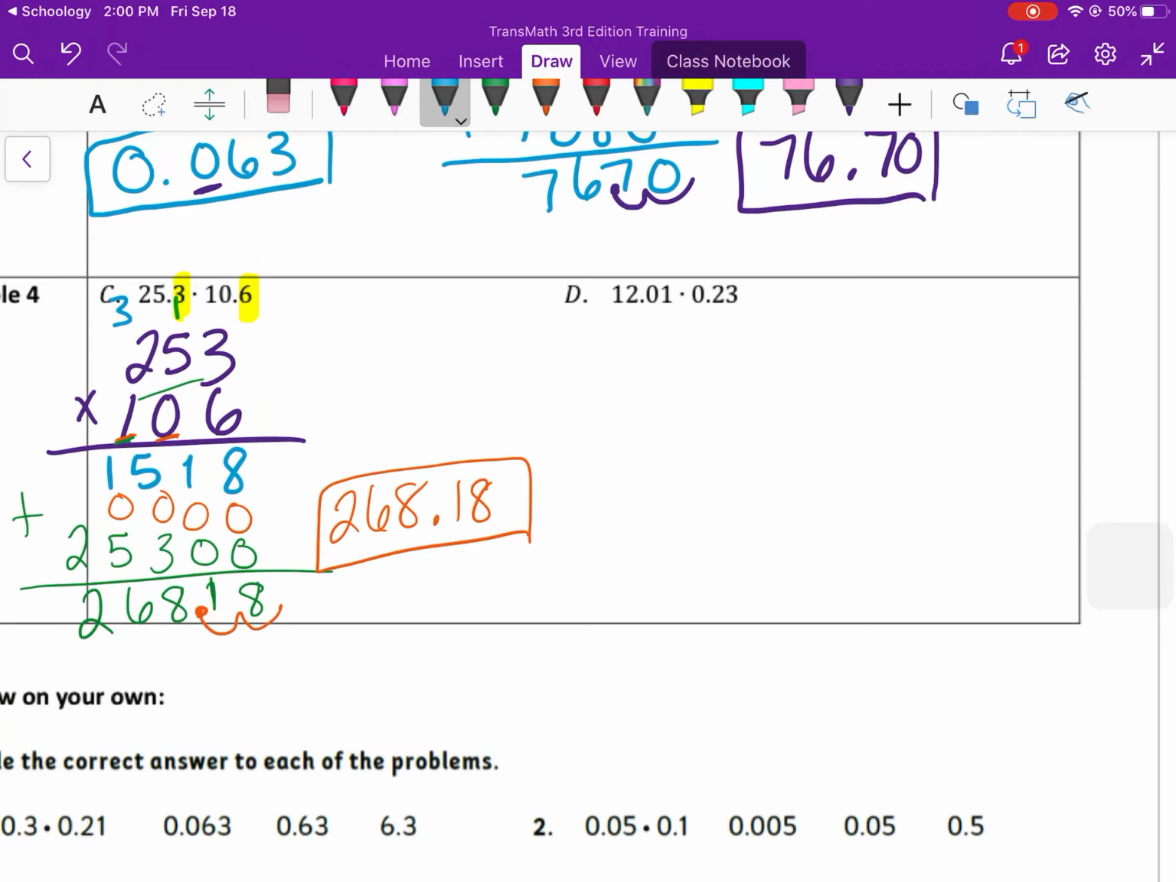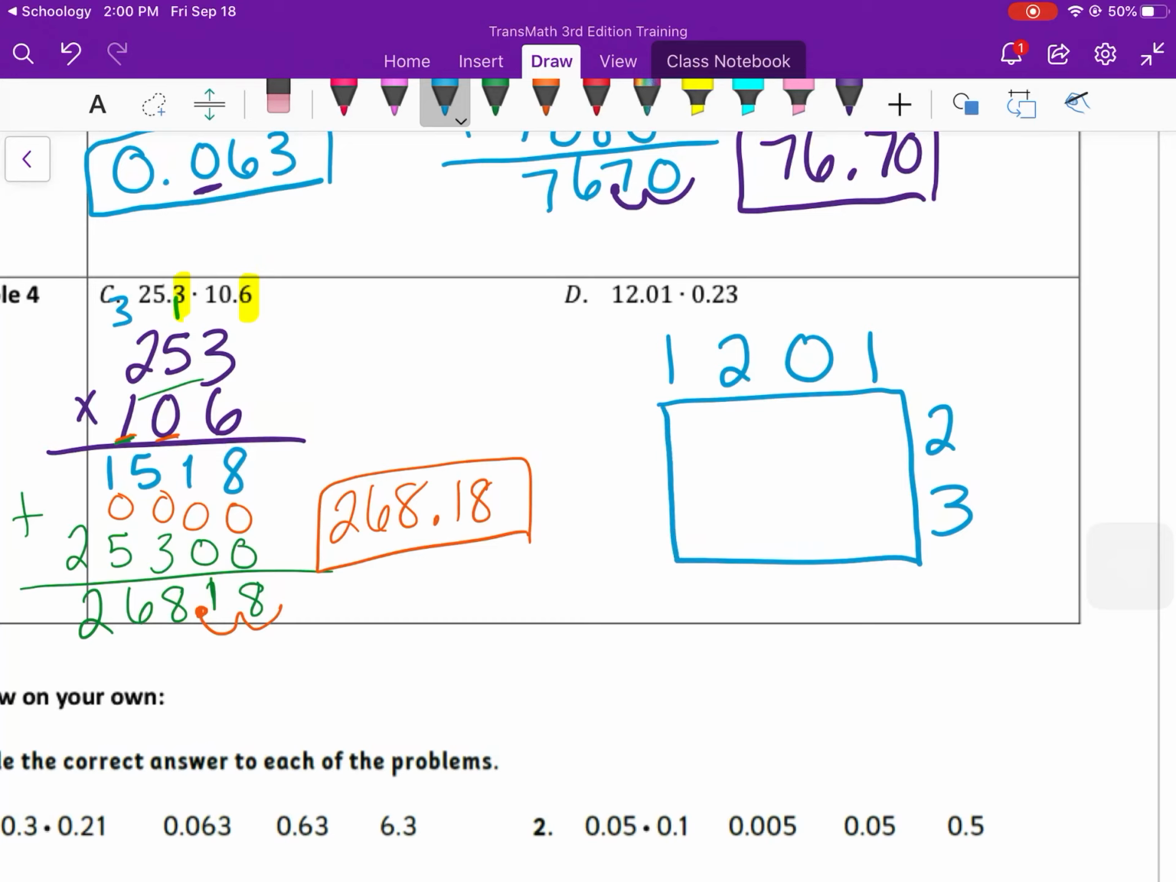I'm going to do this last one using that lattice method. So we write the numbers along the edges and make a box. And then each number gets its own column and row. Then you draw through the diagonals, like so. And then you multiply corresponding spots.